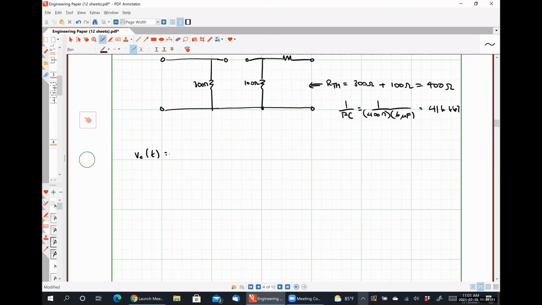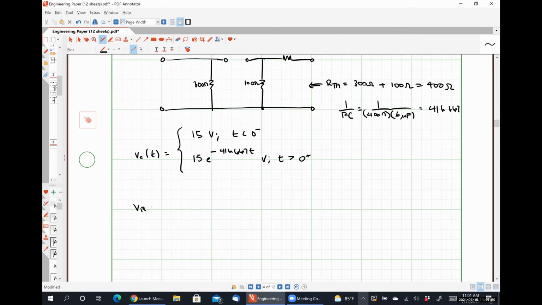So from that, VC of T. What value did VC have at T equal to 0 minus? 15 volts. All right, so this will be 15 volts for T less than 0 minus, and 15 e to the minus 416.667 T volts for T greater than 0 plus. That's literally just plugging the stuff into my general equation.